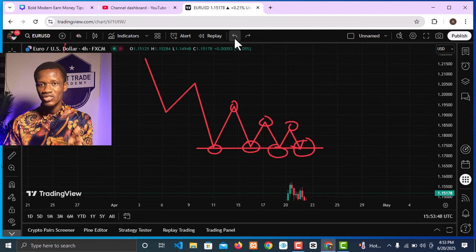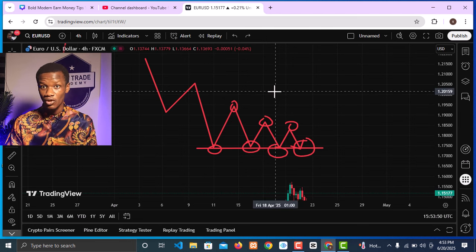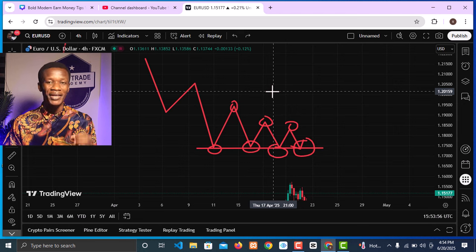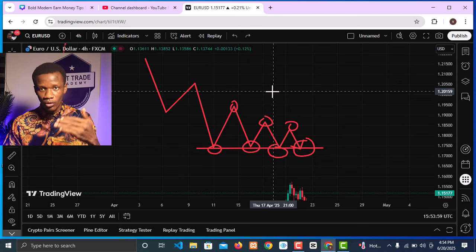Most likely 70 to 80% of the time when you see this kind of setup on your price action, it means that the market has a high likelihood of breaking downward for a downtrend or breaking upward for an uptrend, for the market to ride all the way to the upside.